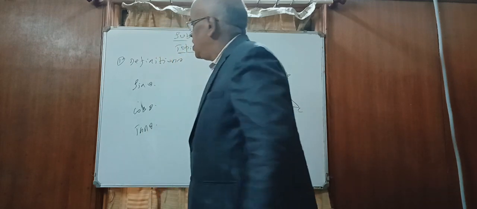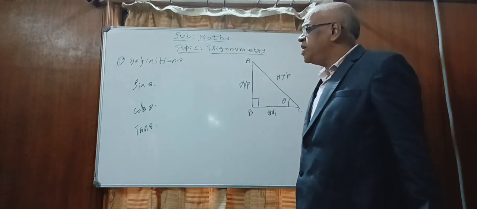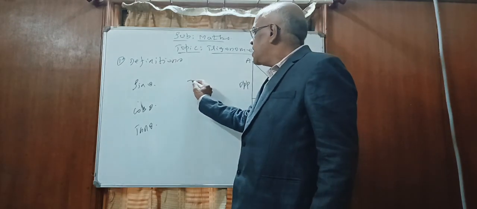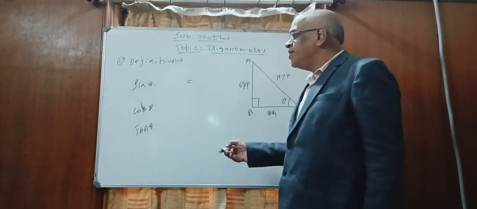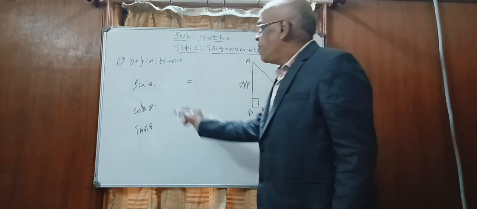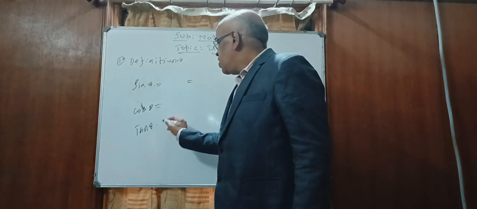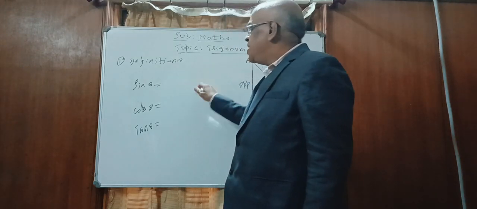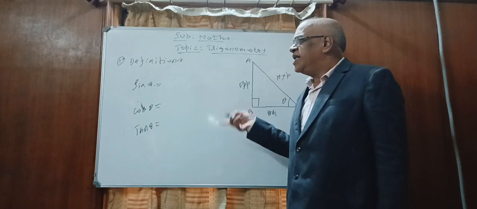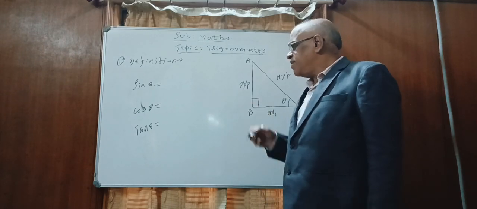Enough. You can ask, sir, is it enough? What about the other three? The other three are reciprocal ratios. See, the second topic is also covered in definitions only. If you remember sin theta, cos theta and tan theta, you will understand the next three also, very easily, because the other three are reciprocals. How is that? Come, I will teach you.